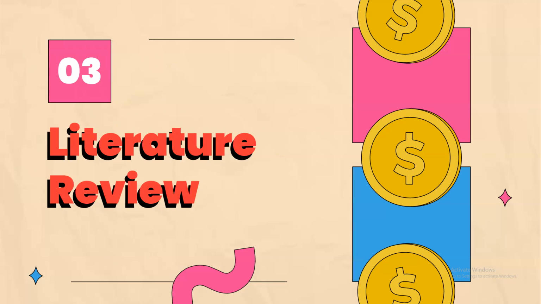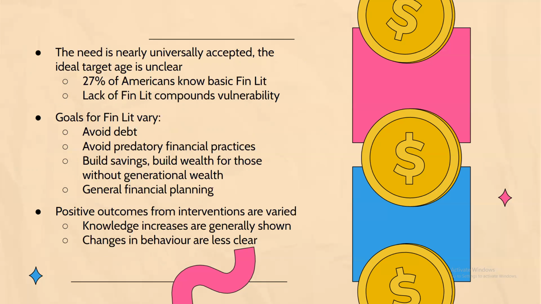The literature review really guided a lot of what we did for our project. In the literature, the need for financial literacy is super clear. A tiny portion of Americans actually know basic financial literacy and have basic skills, and that lack of financial literacy often compounds with vulnerability. Most vulnerable people who lack knowledge of financial literacy are often targets of predatory financial practices and aren't able to build wealth or savings or plan.